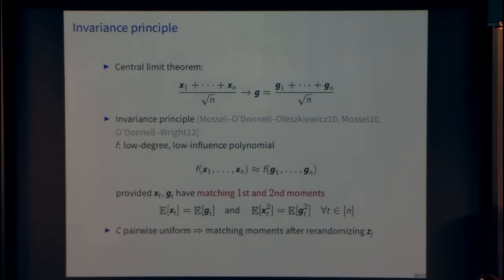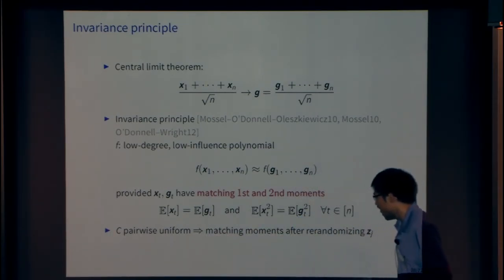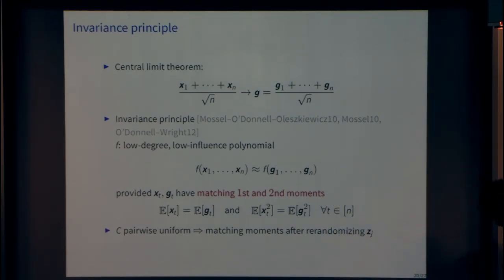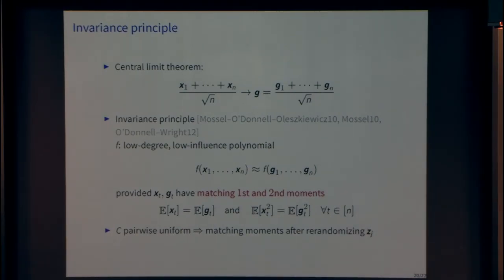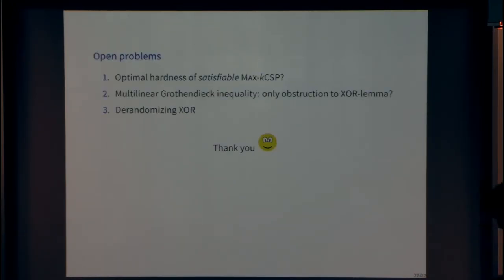I won't go into details, but it is here where we use the pairwise uniform condition to argue that we will create two variables that have matching moments. And then we can apply the invariance principle to finish the proof, to say that our composition step is sound. Okay, that's the invariance principle, and I think I should almost wrap up now. I won't go through the details of why we need to match two moments.